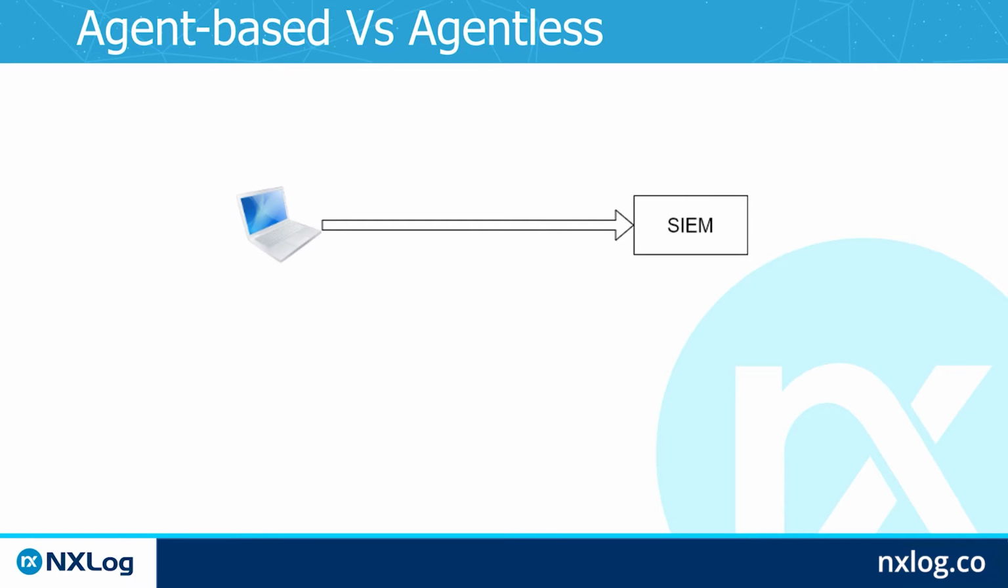NXLog Enterprise Edition is an agent-based log aggregation solution, but it can also collect logs from endpoints where the deployment of an agent is not possible. The deployed agent can collect logs from the internal sources, and after some modifications, like filtering, it can send the logs to the destinations individually by themselves.